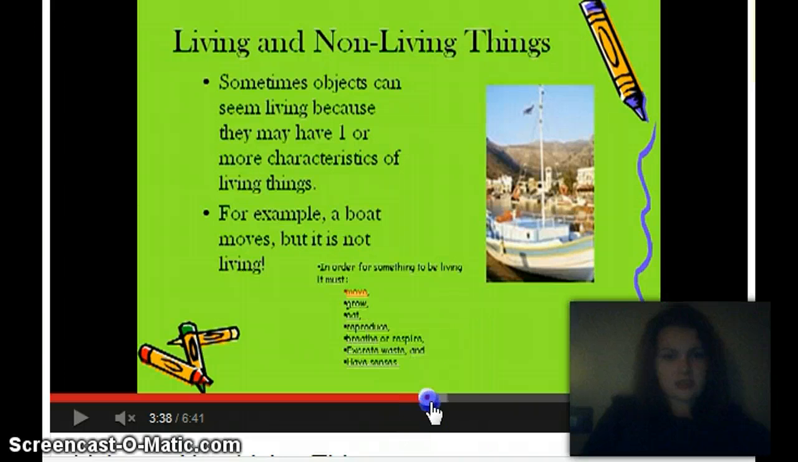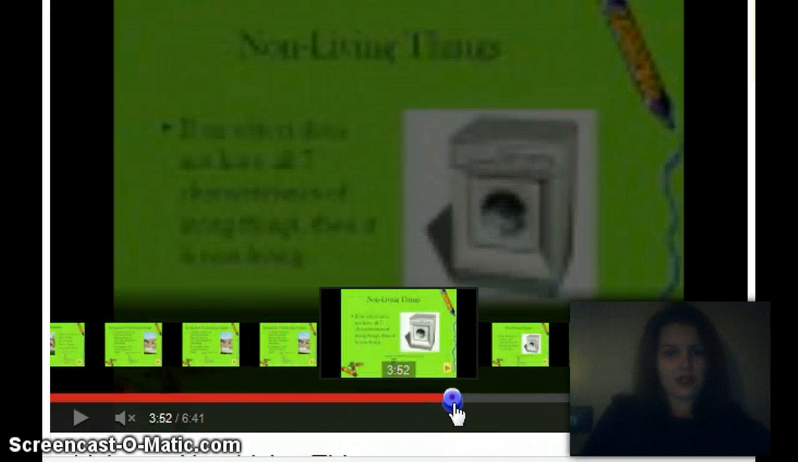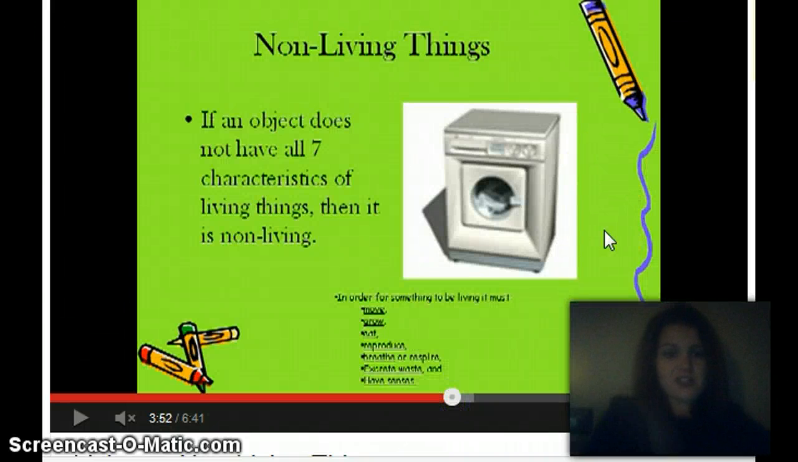So, let's go more into non-living organisms, okay? If an object doesn't have all 7 characteristics of living things, then it's not living. So our 7 characteristics is movement, growing, eating, reproduction, breathing, excretion, and the 5 senses. So if it doesn't have all 7, it's not living. It's not alive.